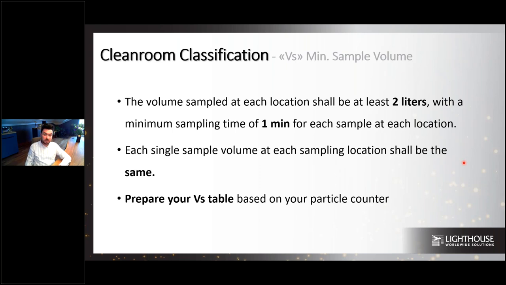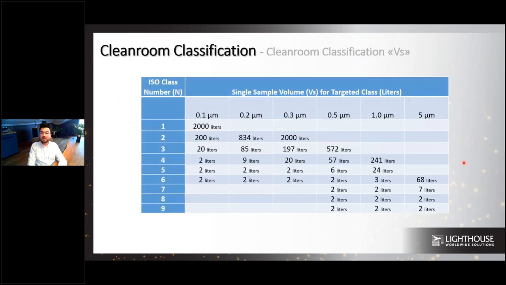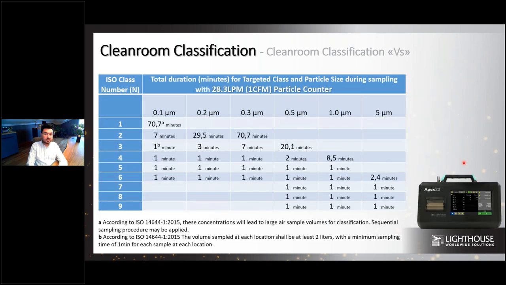So what you can do, you already have your particle counter with a known flow rate. You can prepare your VS table, the minimum sample volume table, based on your particle counter. Here, this table shows you the minimum single sample volume for each location, how many liters you should take. The next table shows you, if you have a 1 CFM particle counter, in each location how many minutes you should spend to collect a reasonable amount of samples.